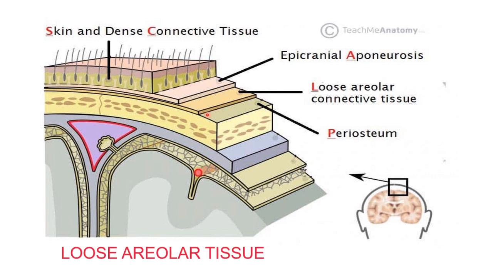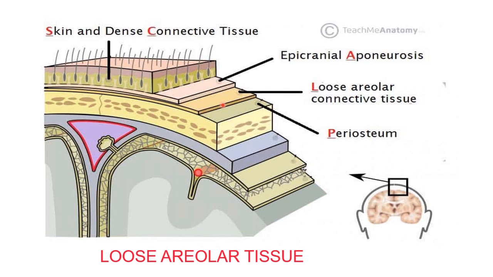The loose areolar connective tissue. This layer separates the epicranial aponeurosis from the pericranium. It is made up of loose areolar tissue and it has numerous blood vessels. The layer is also traversed by emissary veins that are coming from the second layer.